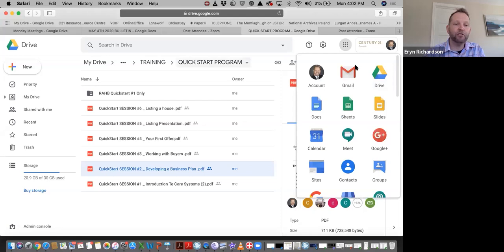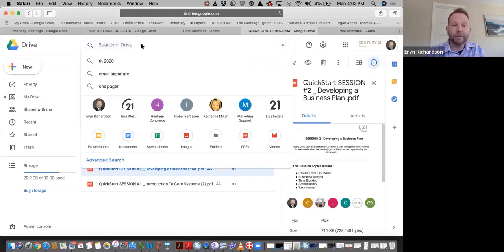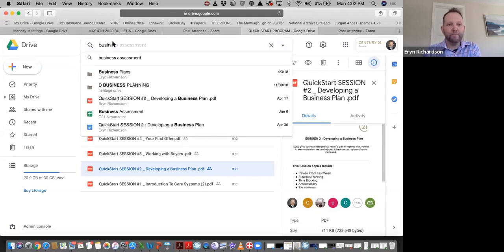And in your Drive, you should have a folder that we've shared with you. And if you don't, any one of our front desk management can send you that folder. We'll email it to you. And then you're going to share it and save it in your Drive. Now, when you're in our folder, all you have to type in is business plan. But the problem with typing in business plan sometimes is there are so many of them.